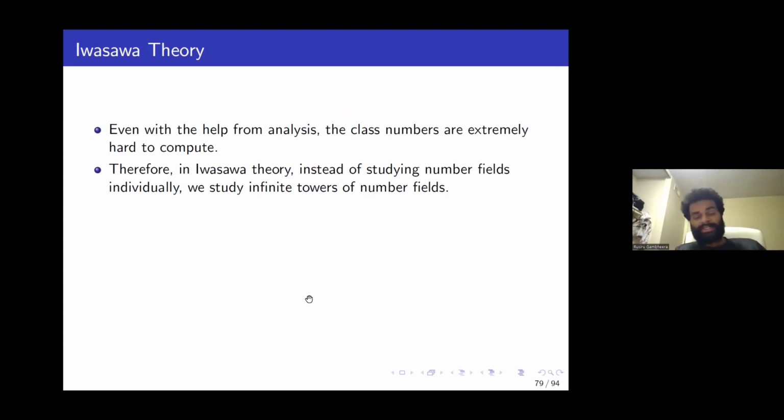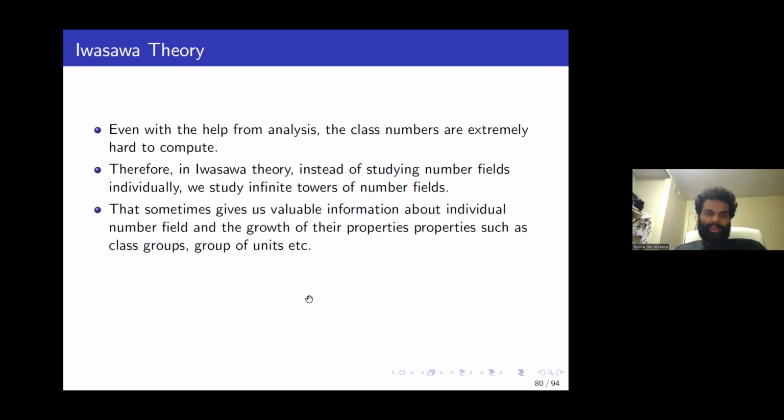By the way, Iwasawa is a Japanese mathematician who started this field in the 1950s. So when you go up in this Iwasawa tower, sometimes we can understand the growth of the class groups, class numbers, and other information, and also we can analyze them at the top of the Iwasawa tower.